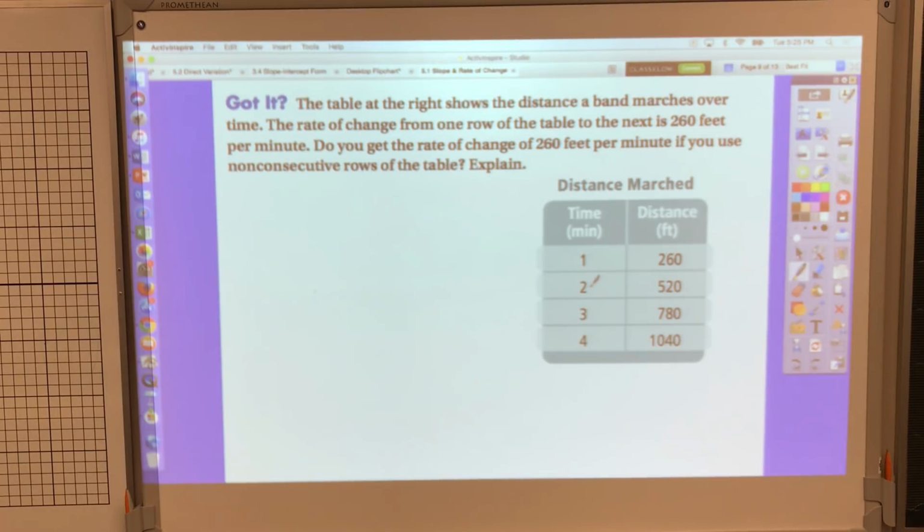Okay, so rate of change, a word problem. The table at the right shows the distance a band member marches over time. The rate of change from one row of the table to the next is 260 feet per minute. Do you get the rate of change of 260 feet per minute if you use non-consecutive rows in the table? So right here they're telling me the change from one row of the table is 260 feet per minute.